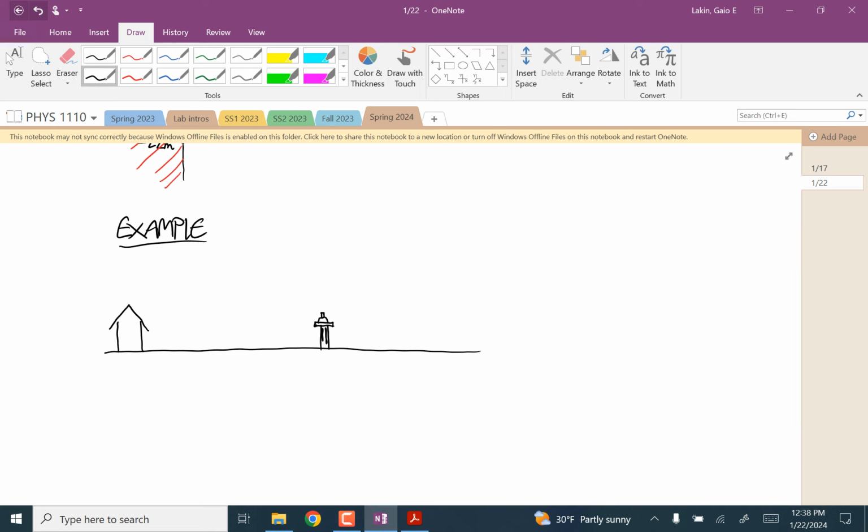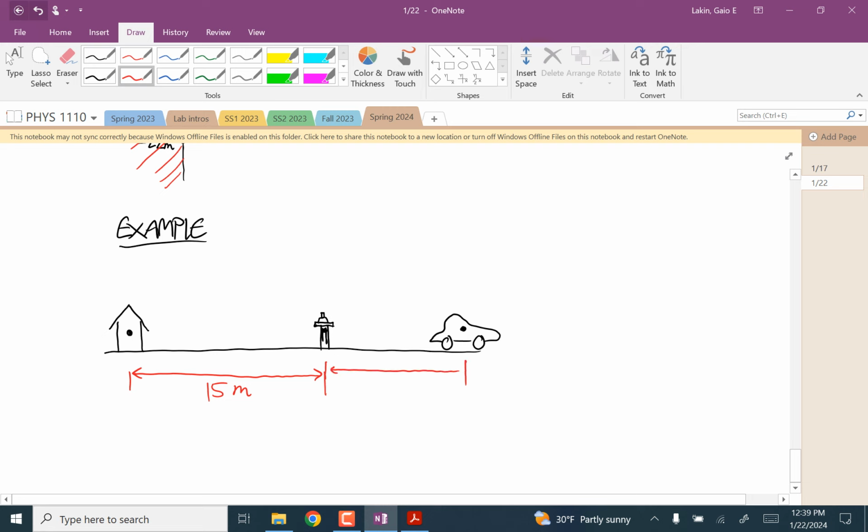Okay, so there's the shed, the fire hydrant, and then a car. And again, all of these are just represented by points. So that point, that point, that point. And between the shed and the fire hydrant is 15 meters. And between the fire hydrant and the car is 10 meters.